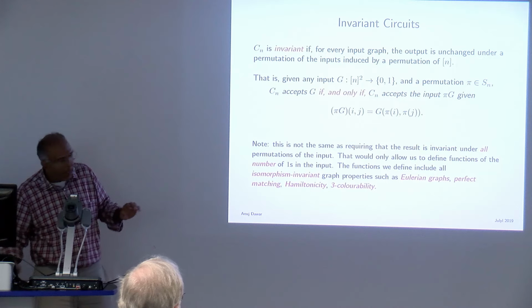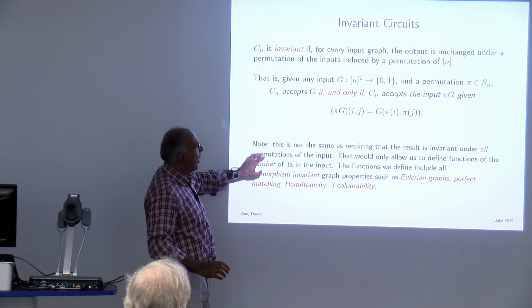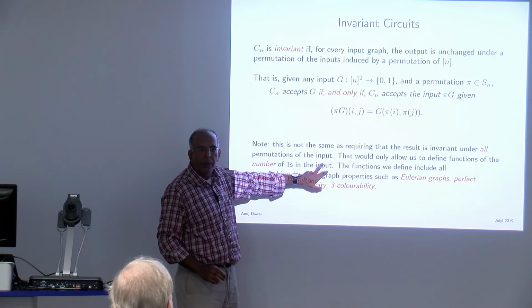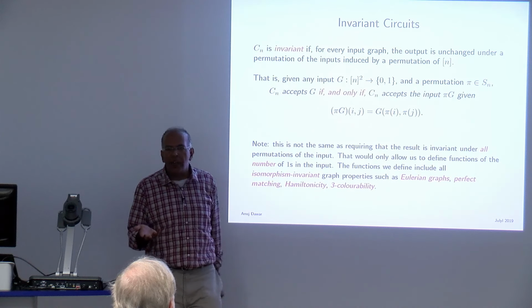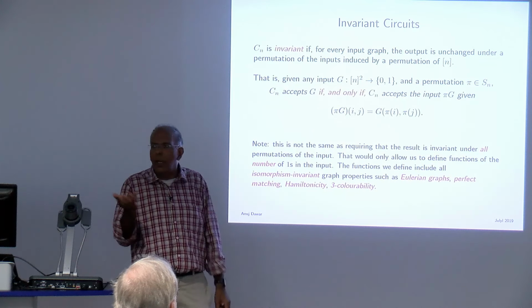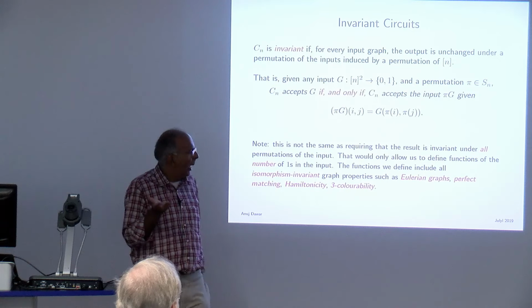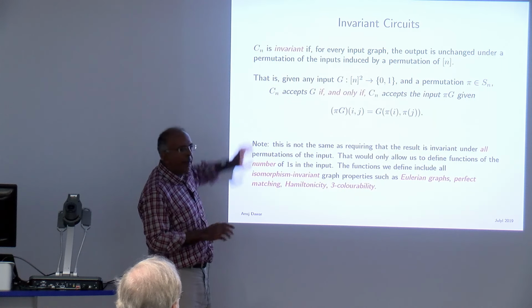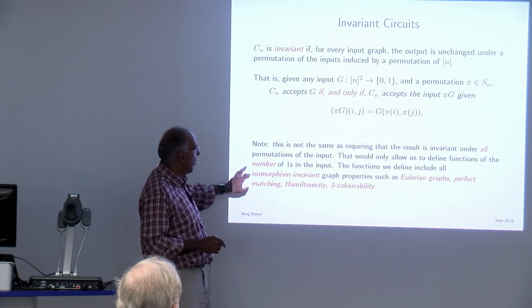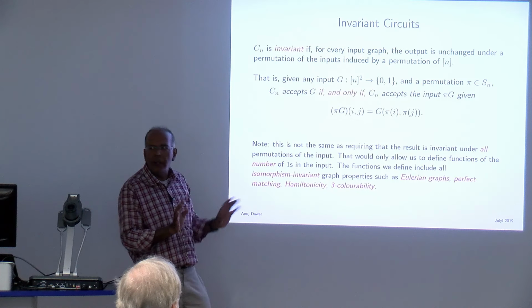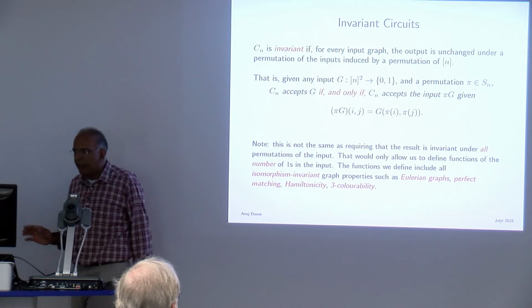Okay? This is not the same as requiring that the result is invariant under all permutations of the input. Right? If you say it's invariant under all permutations, then all you're doing is counting the number of ones in the input. Okay? This is just saying that it is deciding some reasonable graph property. All isomorphism invariant graph properties will have invariant circuits.